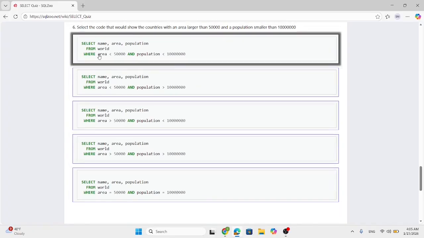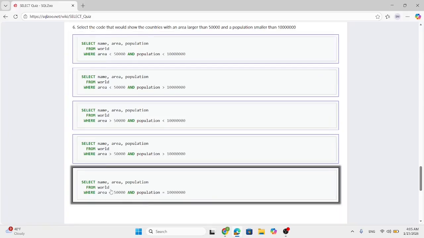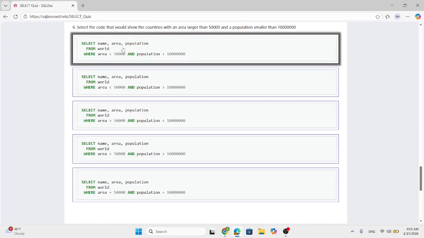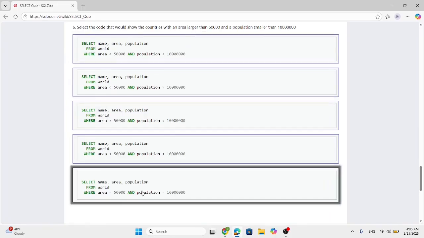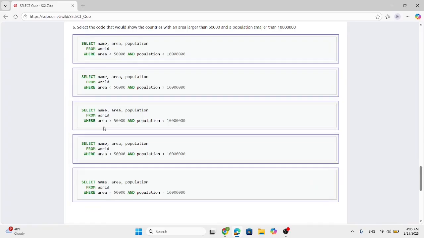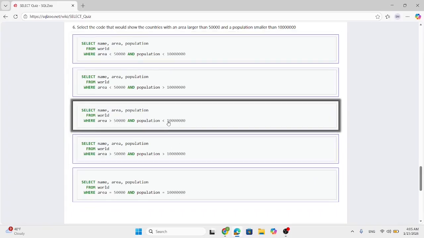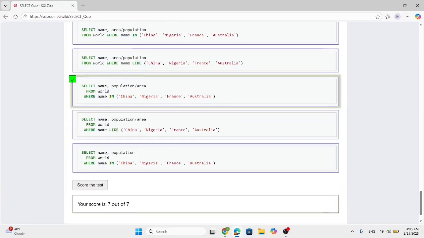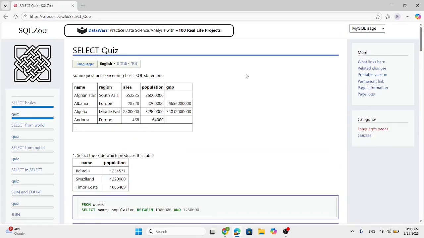Okay, so in here we are going to select name, area, and population from world. Okay, and then area should be larger than this. That's why we are going to eliminate the last one, because it's equal. So the answer can be C or D. Okay, so population smaller than 10 million. This is 10 million. The answer is C. So we are going to check it. Yeah, 7 out of 7. Whew.